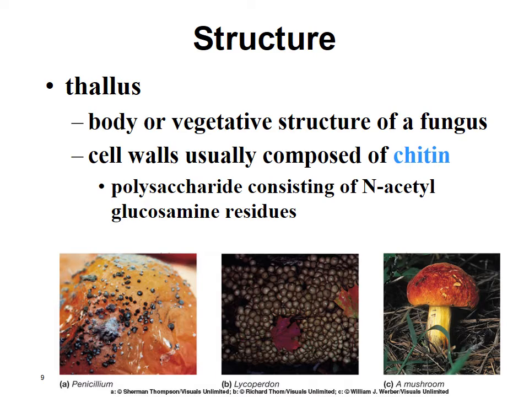And a mushroom is made up of densely packed hyphae that form the mycelium or visible structure, that is the thallus. The fungal cell is usually encased in a cell wall of chitin, and chitin is a strong but flexible nitrogen-containing polysaccharide consisting of N-acetyl glucosamine residues.